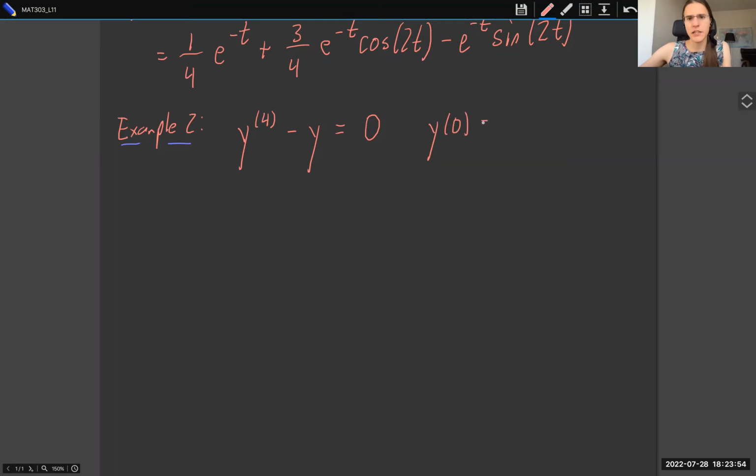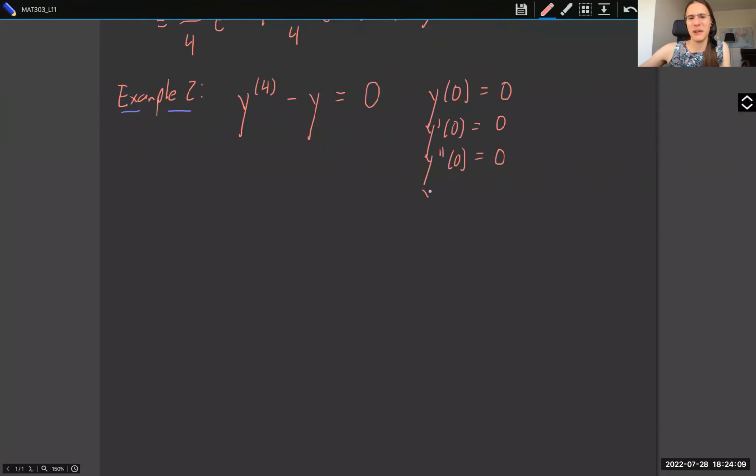So the conditions are going to be that y of 0 is 0, y prime of 0 is also 0, and so is y prime prime of 0. Now, if I set y triple prime to be 0, then 0 is a solution of this, and so 0 would in fact be the solution. But I'm going to actually make this be 1.